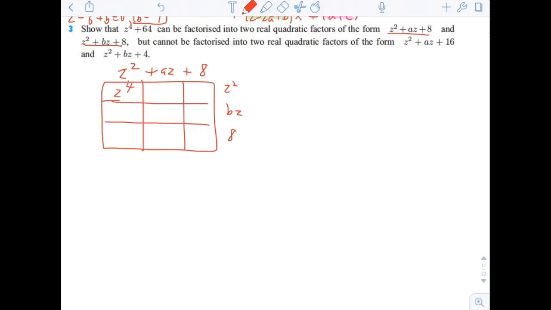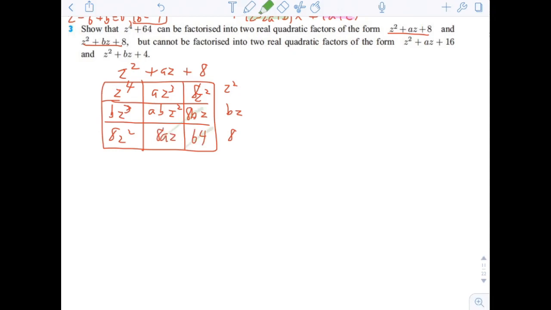And this will be z to the fourth, and this will be bz cubed, and this will be 8z squared, and this will be az cubed, and this will be 8z squared. This will be abz squared, and this will be 8bz, and this will be 64, and this will be 8az.